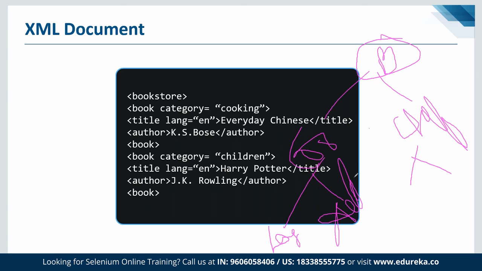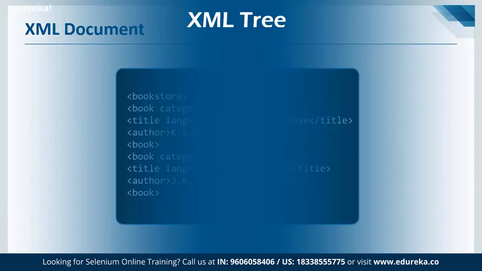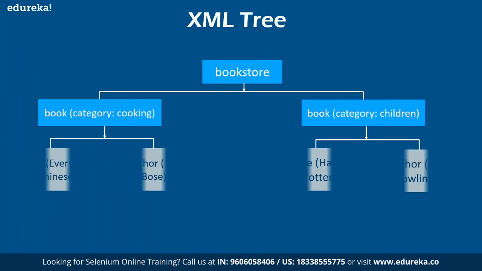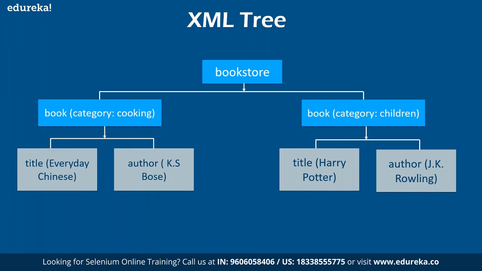Now let's say you want to reach the book category author. In the tree you have to parse from here to here and then here to here. This is how you locate an element in an HTML document. HTML can also be a parsable document. Same XML tree: bookstore is there. Under bookstore you have book categories, cooking and children. Inside that you have author and title. If you want to reach author, first you have to come to this category and then come here. This is how you will be parsing an XML or HTML document.